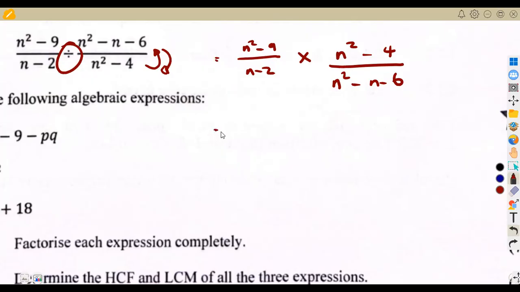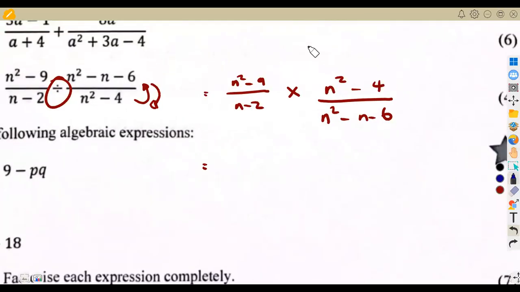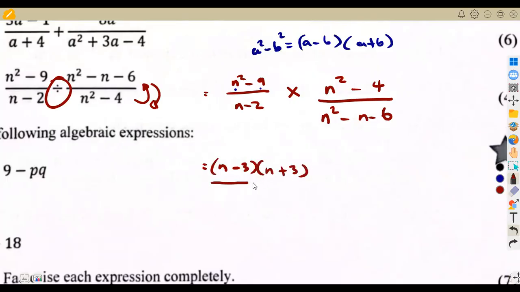So meaning to say here, you're going to consider n squared minus 9. This is a difference of 2 squares. Remember from the concept of a squared minus b squared, this would be a minus b into a plus b. So we're just going to consider the square root of n squared, which is n, minus the square root of 9, which is 3. So this will be n minus 3, and also n plus 3, everything over n minus 2. Multiply to, okay, there's nothing that you can do, it's already in simplest form.